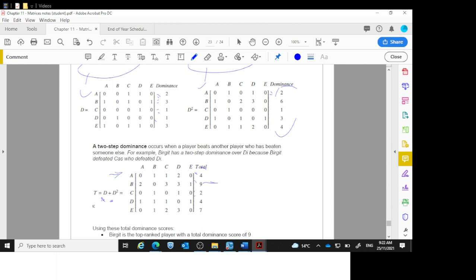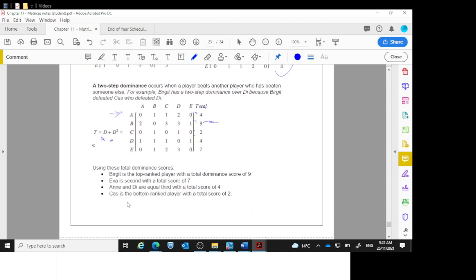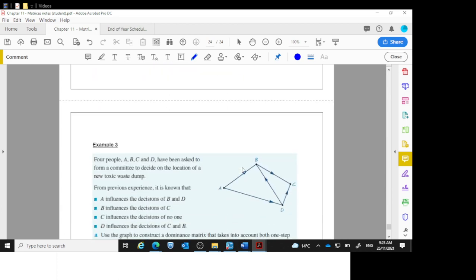And you can see that B was the dominant player with 9 wins. So Birgit is the top-ranked player with a dominance score of 9. Emma is second with 7, Anna and Dee are equal third with 4, and then Kaz is the bottom-ranked player with a total of 2. So that's just by adding step 1 and step 2.